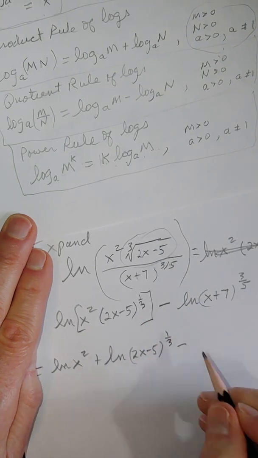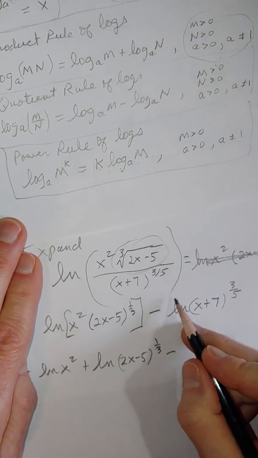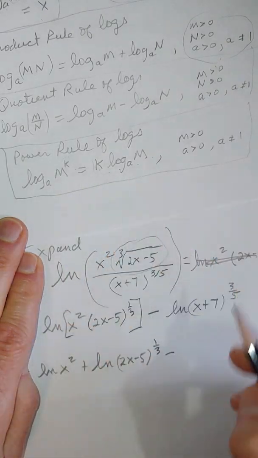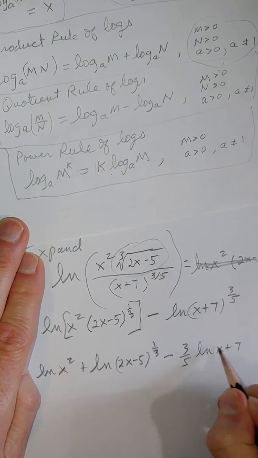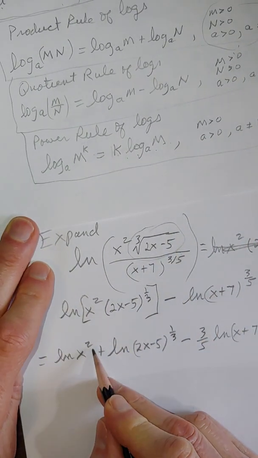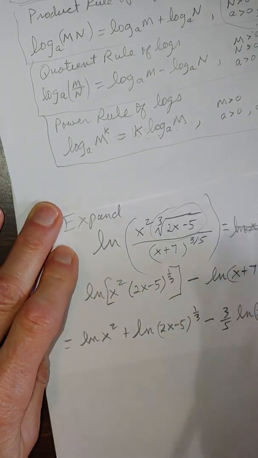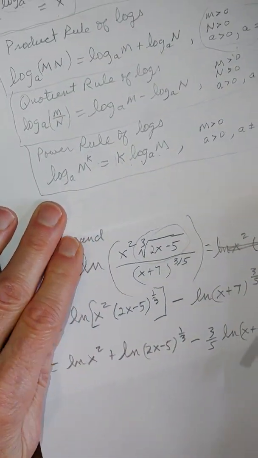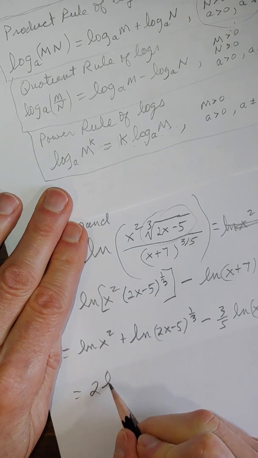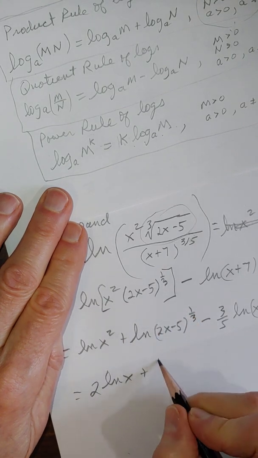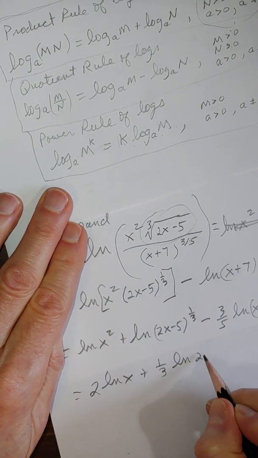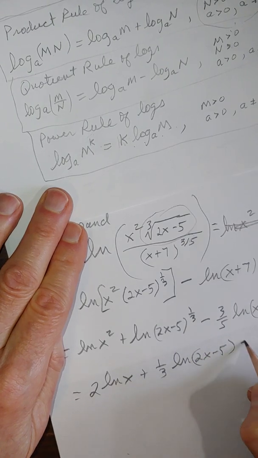So change it. Minus, let's go ahead and bring the 3/5 down right now using the power rule. So let's pull that 3/5 down. Now let's pull down these two exponents using the power rule. So I can write this one as 2 times ln of x, bringing the 2 down in front, plus, bring down the 1/3, 1/3 times ln of 2x minus 5, minus 3/5 times ln of x plus 7.